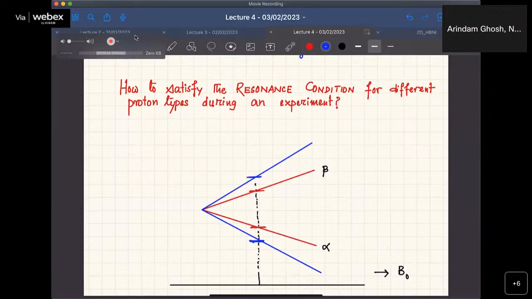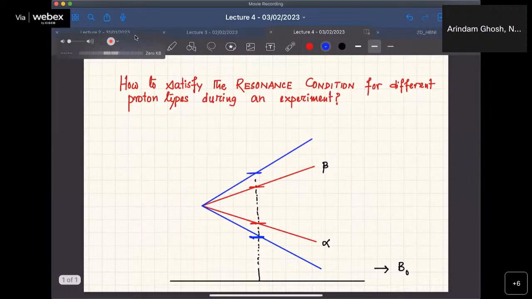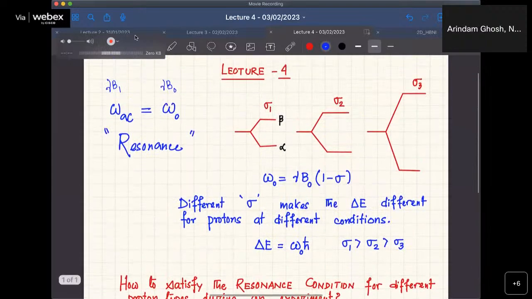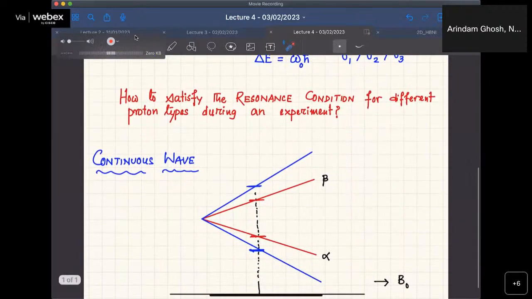Now the question is how we can satisfy this resonance condition at the same time. This particular thing is done in two ways. One way is what was done earlier, and that is called continuous wave. What do you mean by continuous wave? It simply means that this particular omega AC I'll be making fixed, and I'm continuously irradiating the sample with a particular B1. I'm not changing this, so I'm giving a certain amount of energy, right?